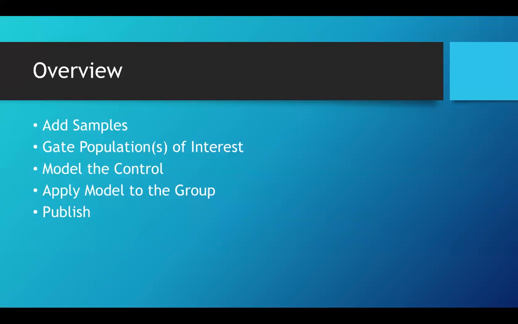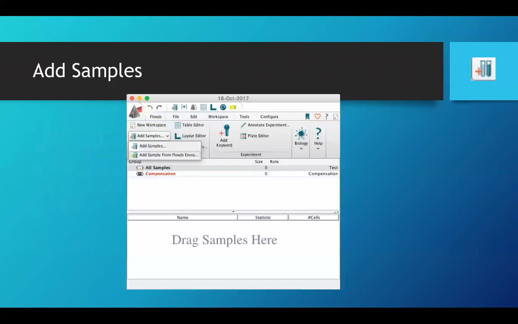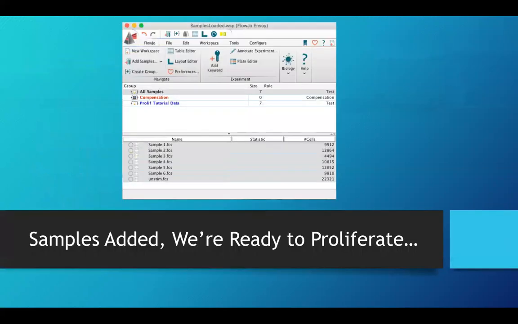Okay, but if you're using adherent cells, because adherent cells are very different in terms of their size and shape, a lot of times it's a lot harder to model proliferation. Okay, and this is just a slide showing you how to load your samples. I'll skip through that.